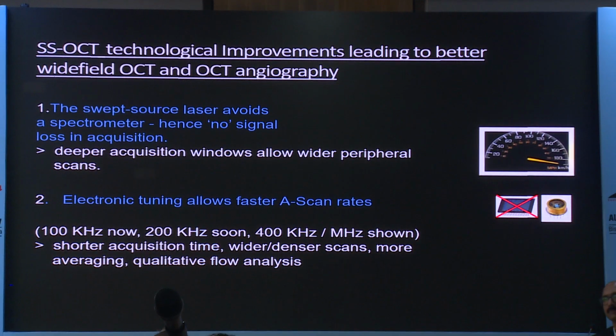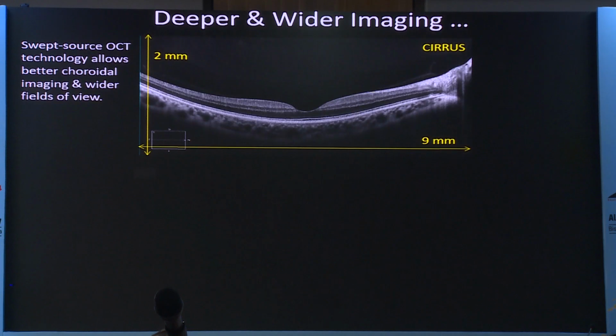So swept source has really helped us to go wider and deeper. Basically there's no spectrometer, so there's no signal loss. And the electronic tuning is just getting better and better. You're getting faster A scans. If you want so much depth and resolution, if it's not faster, the patient would be blinking and it would take too long. So this has really helped us with shorter acquisition times and more averaging and a better flow analysis.